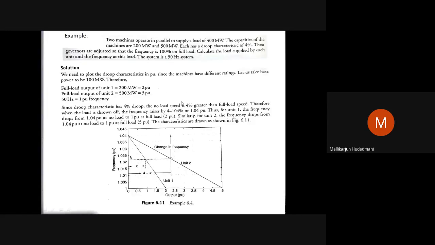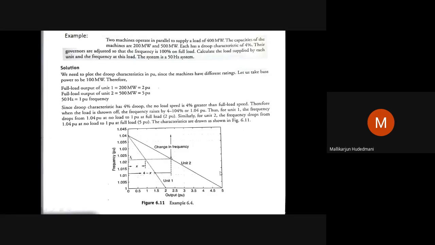These two generators sharing a load of 400 megawatt, being 4% in droop regulation, are able to cope with this load at 50.875 hertz of frequency. Frequency is very well safe. So the drop in frequency from the base 1.04 has come to 50.857. This is how the group nature of generators is understood by the graphical method.